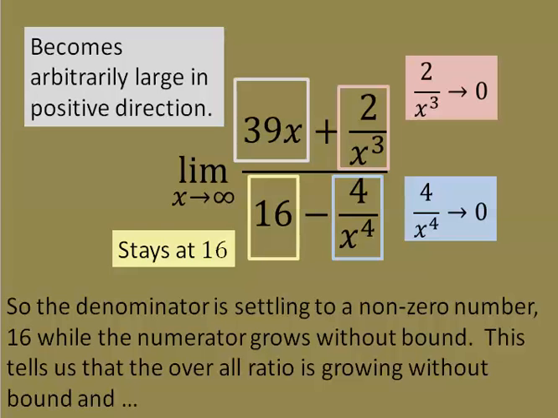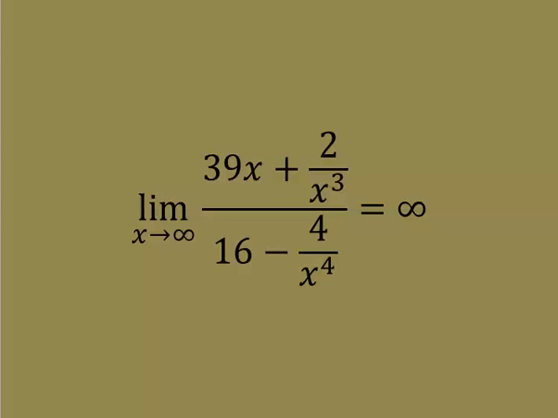The overall ratio is positive, and the numerator is getting larger and larger while the denominator isn't. And so the overall effect is that the ratio is going to infinity, which means that it's becoming unbounded in a positive way.